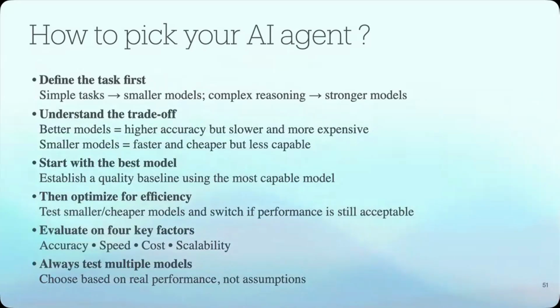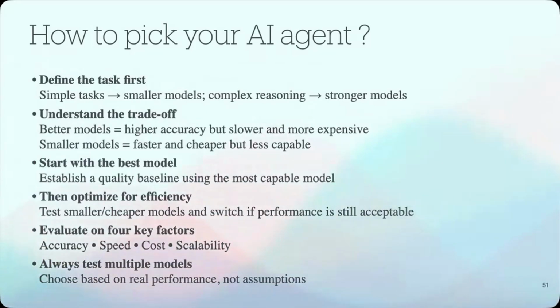Some models are incredibly powerful and can handle complex reasoning and nuanced decisions, but they tend to be slower and more expensive. On the other hand, some models are extremely fast and cheap, but they might not perform well on more challenging tasks. And that is why it is usually a good idea to keep trying multiple models before deciding which one works best for your use case. Also, not every task actually needs the most advanced model.